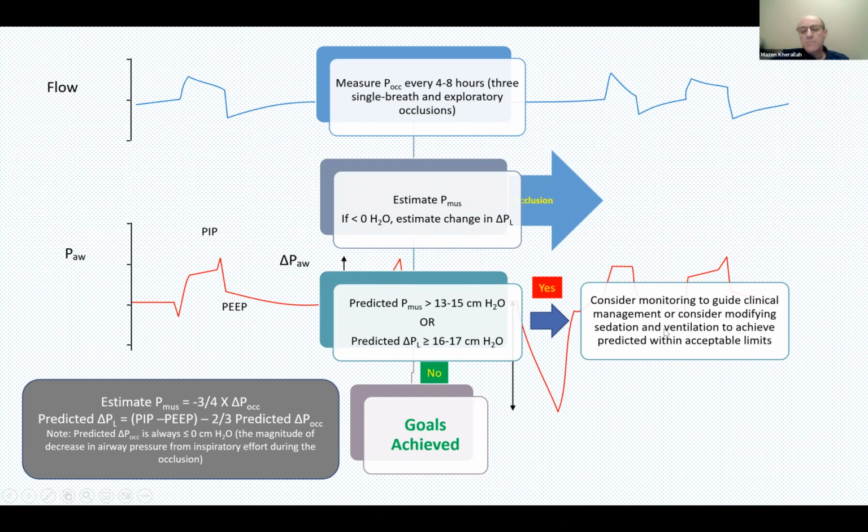consider making some changes on the ventilator or modifying sedation for the patient. That means the patient is exerting too much muscle effort. At the same time, you can look at the esophageal pressure, and from the esophageal pressure, you can look at the predicted transpulmonary pressure. And if that transpulmonary pressure is more than 16, at the same time, you need to make modifications of the ventilator.